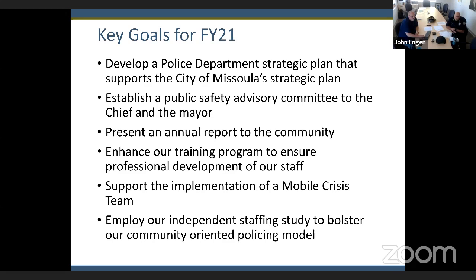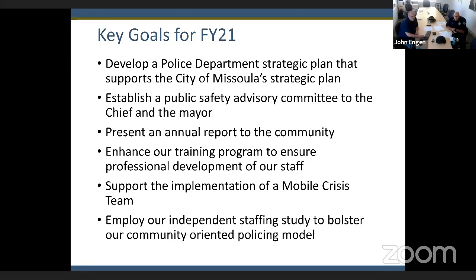There is currently the mobile crisis team that is being developed, and we will be a strategic partner and a great stakeholder in that. We support that, and we'll do everything we can to continue to make that a successful pilot program, hoping to make it a permanent program moving into the future.